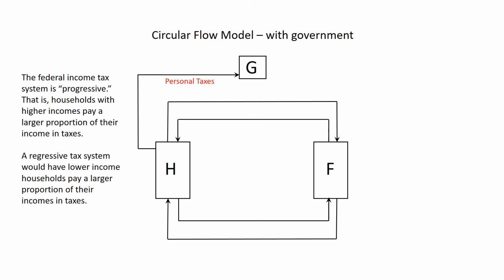The federal income tax system is a progressive system. That is, households with higher incomes pay a larger proportion of their incomes in taxes. A regressive tax system would have lower income households pay a larger proportion of their incomes in taxes.